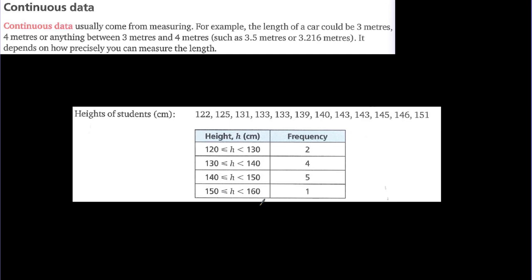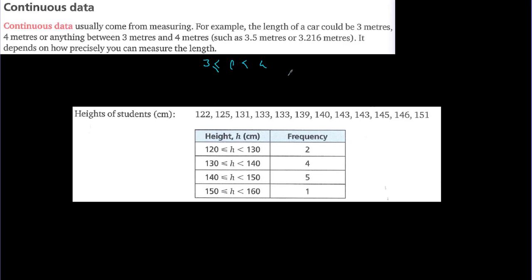Hi dear students, we are going to continue with the continuous data in the third video. Continuous data usually come from measuring. For example, the length of a car could be between 3 meters and 4 meters. Anything between 3 and 4 meters, like 3.5, 3.2, 3.3, 3.7, it can be. So you can show this continuous data because the data will be between 3 meters and 4 meters.